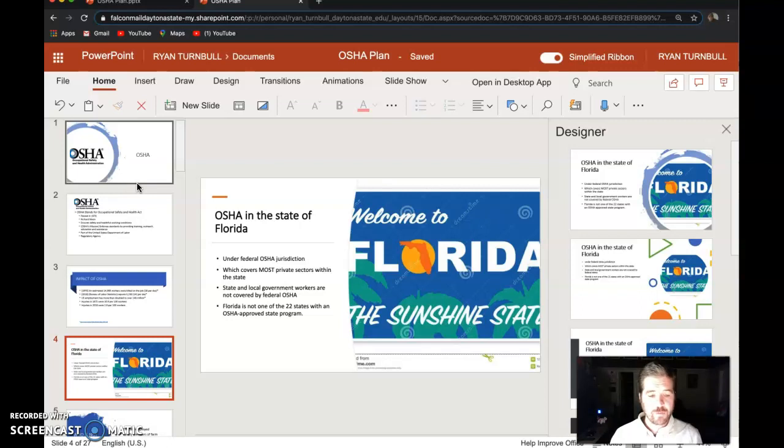Now, Florida is not one of the 22 states with an OSHA-approved state program. And that's pretty common within, I noticed, the southern states and the Midwest, the central areas. It seemed like the North were usually the ones that had OSHA-approved state programs, such as New York.